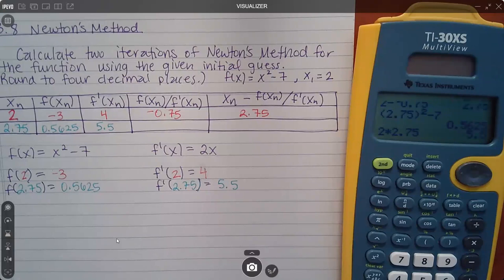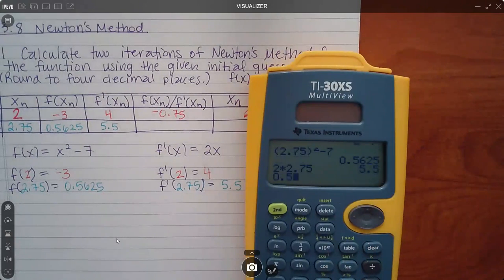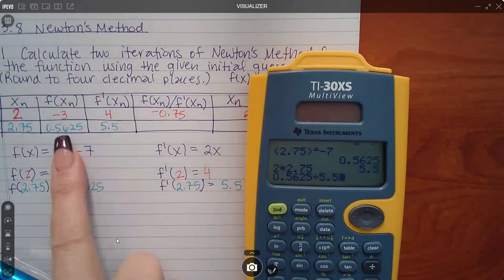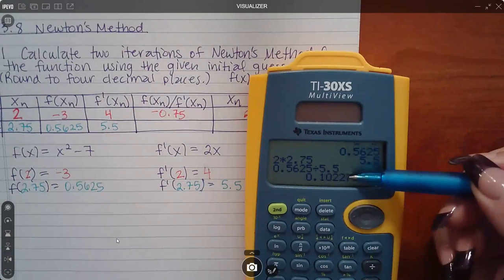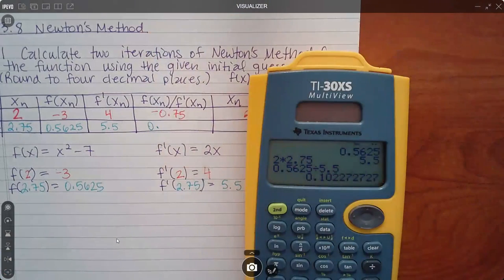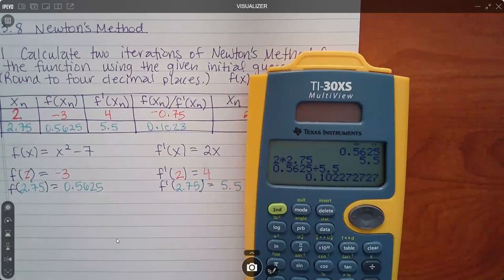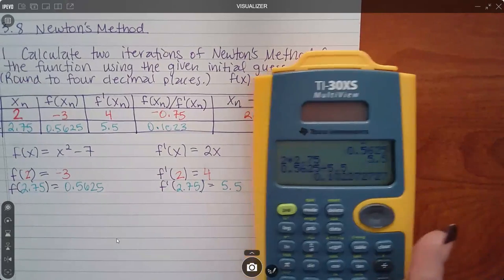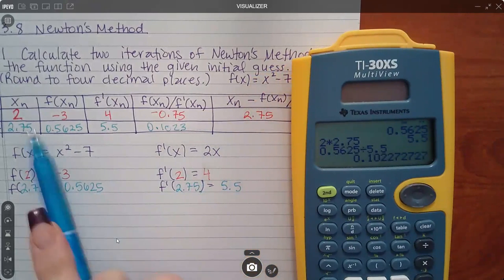Now, this one's weird because of decimals, right? So I need to do the original function value over the derivative value. So in my calculator, I have to do the 0.5625 over the 5.5, right? This one over that one. Now I have to chop this one off. So that 7 will change this 2 to a 3. So it becomes 0.1023.